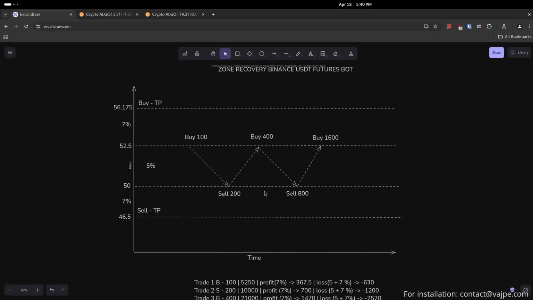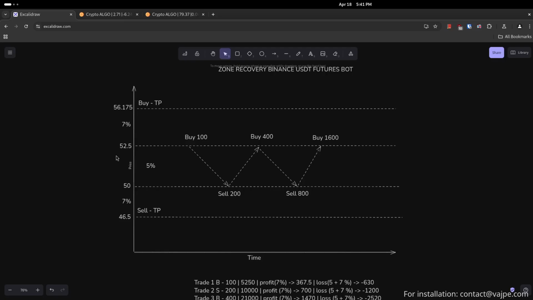Today I'm going to show you zone recovery strategy implementation in Binance USDT futures. This strategy is already being used in forex trading. Now I have created a bot that implements this strategy and trades in crypto USDT futures, and all of it happens automatically. First I will give you a brief explanation of how this strategy works.